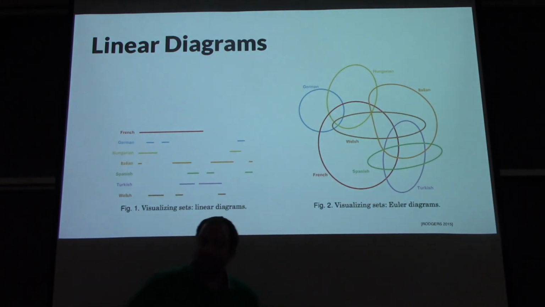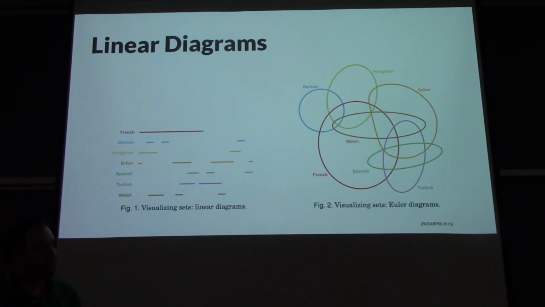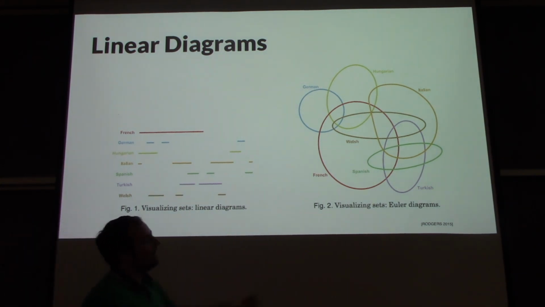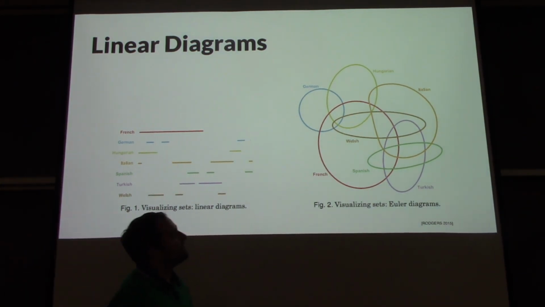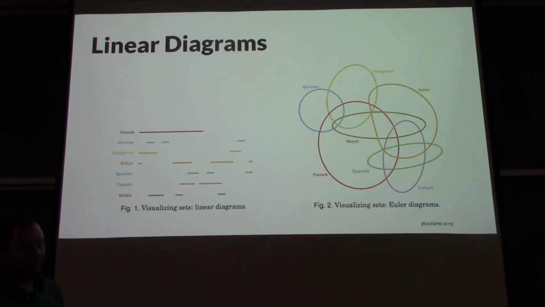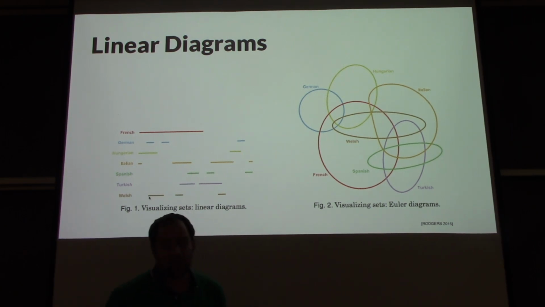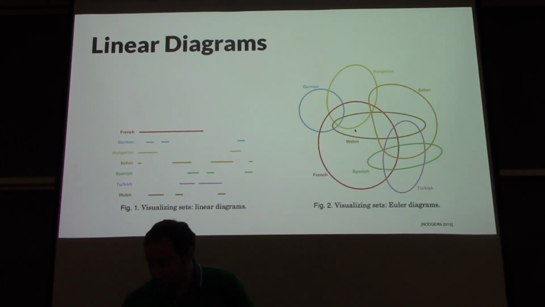Another example that is kind of simple are these linear diagrams. So you have here a couple of languages like French, German, Hungarian, and the question is, are there any people who speak any intersection of those languages? So here is a visualization in a Euler diagram of this particular data set, and here's the corresponding line diagram. You can see that, for example, we have an intersection between French and German and Hungarian and also Welsh. So we can trace it here, French, Welsh, Hungarian. So this is kind of like this segment here.